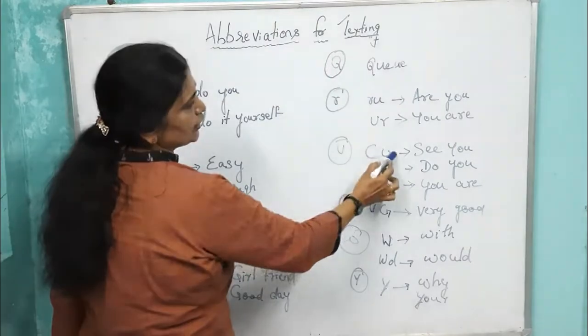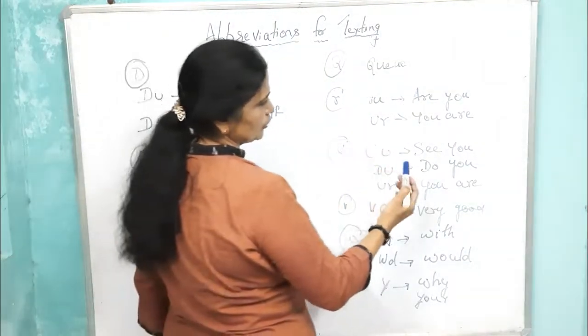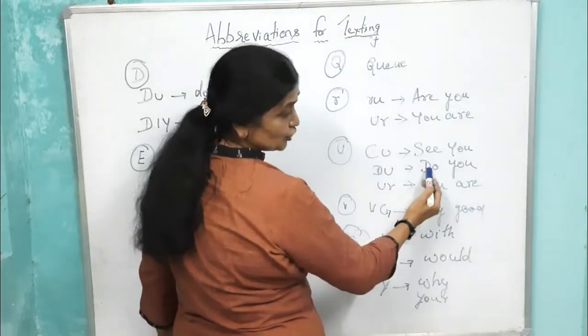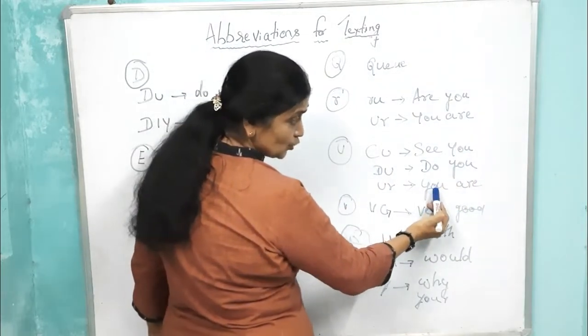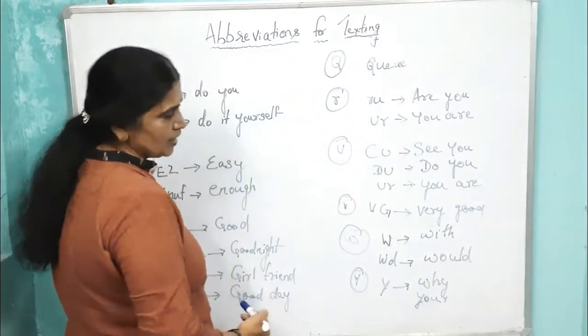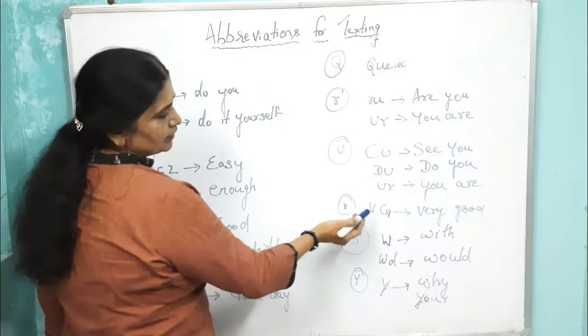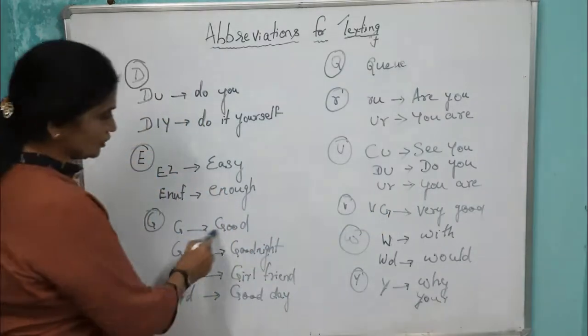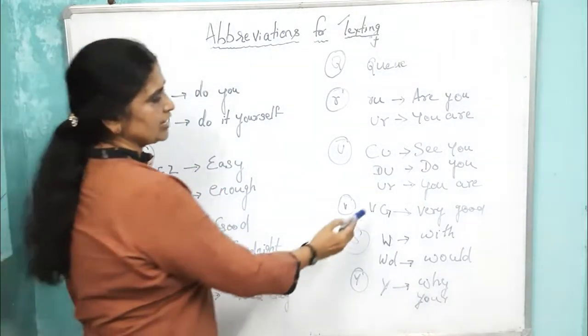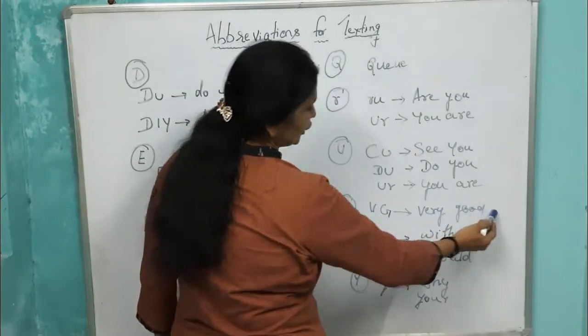U. CU, already written, I told you. CU, DU is do you, UR is you are. Okay. Now we'll see for V. VG, G stands for good. Already we know that. And V is very, very good.